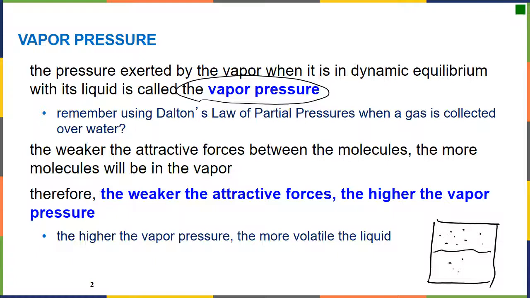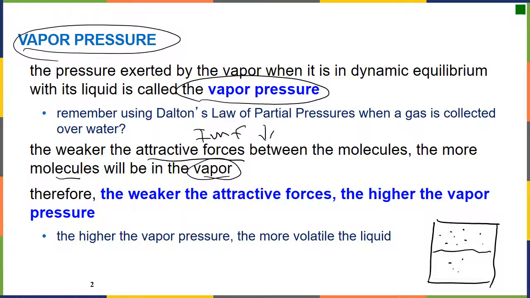Now, we know here that as the attractive forces between these, as our IMFs go down, more molecules are going to escape and are going to be in the vapor, which tells us that this one is kind of backwards. First of all, the vapor pressure is not a property of a liquid, it's a property of the gas. So we're going to look here at the intermolecular forces. So as the intermolecular forces here go down, the vapor pressure is going to go up. And we're going to say that the liquid is going to become more volatile.